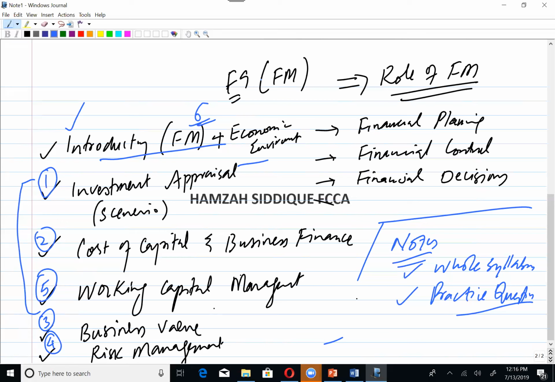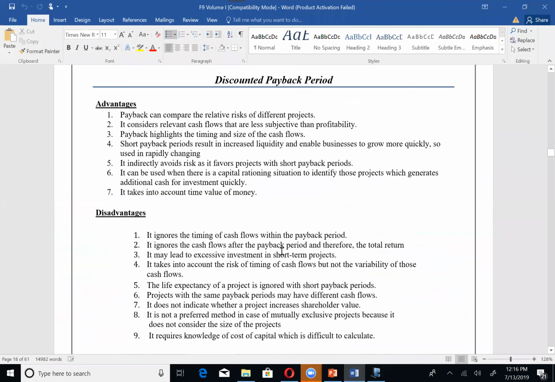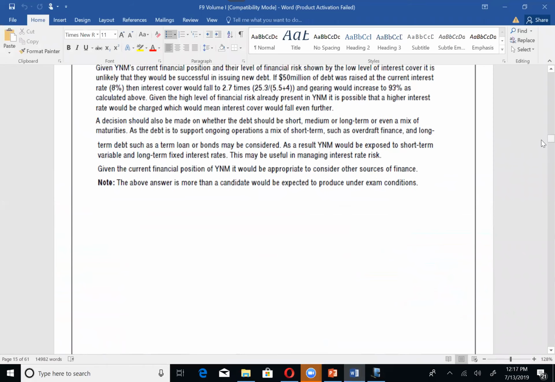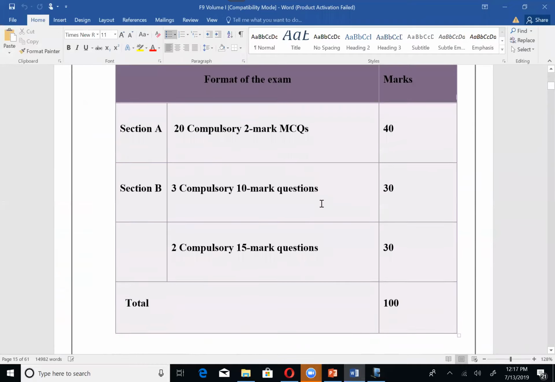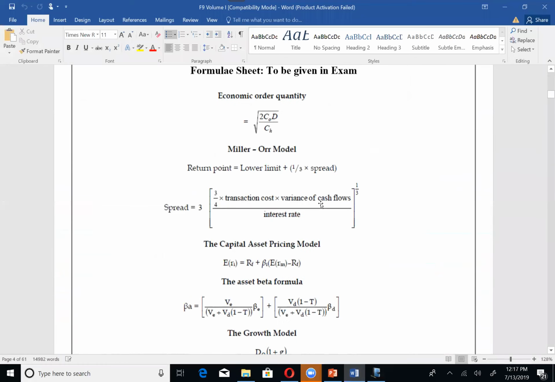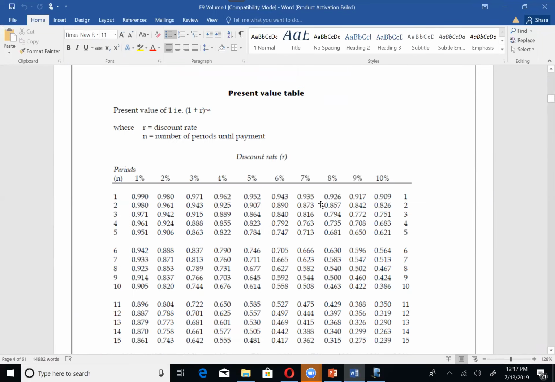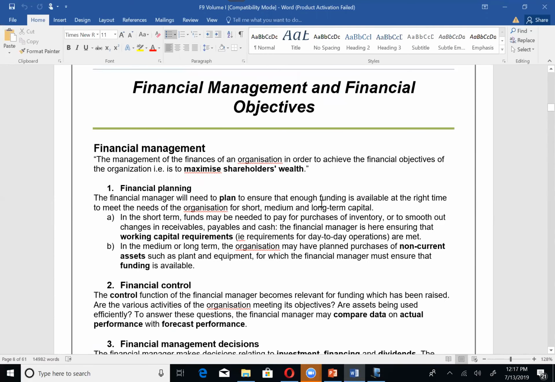Okay? Now, next. So students, let us start with the lecture. These are the notes. Financial management. These are the exam formula sheets that will be provided to you. This is the present value table, annuity table. Now this is the first chapter. I will be discussing some things, then we'll shift to the investment appraisal area.